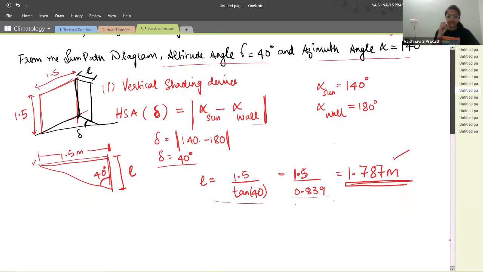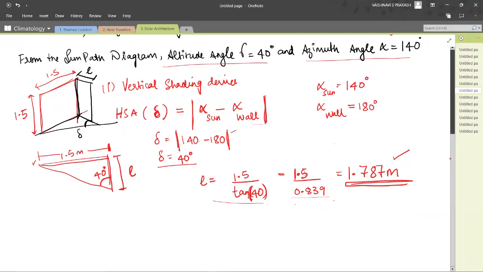Okay. Like I said earlier, while calculating, always calculate till the third or the fourth decimal place. And make sure you don't have tan for negative values. It's always from 1 to 0. So tan 40 is the right way to do it. Okay. Any doubts? No, ma'am. Okay. So now let's see how to calculate the horizontal shadow angle.